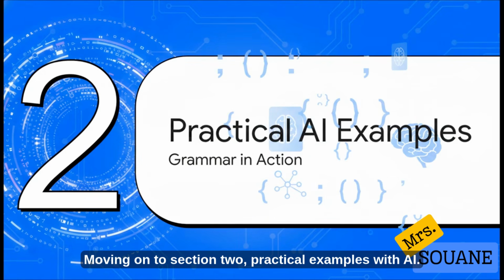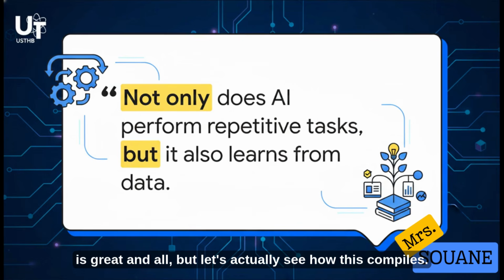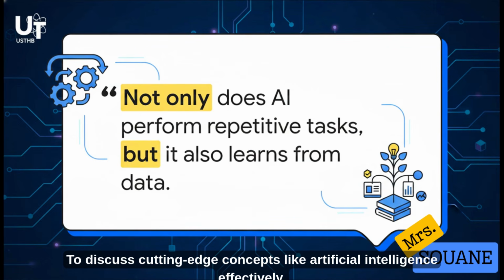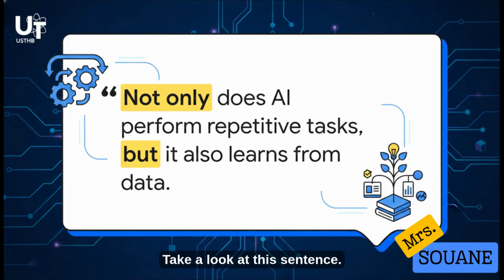Moving on to Section 2, Practical Examples with AI. Let's see this grammar in action. Okay, so theory is great and all, but let's actually see how this compiles. To discuss cutting-edge concepts like artificial intelligence effectively, you really need robust grammatical structures to convey nuanced technical ideas. Take a look at this sentence.